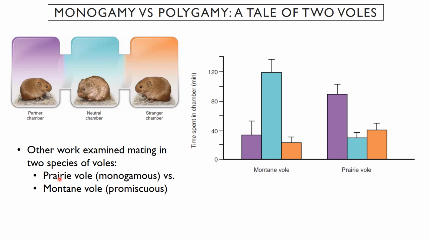One way to keep this in mind is just to think that it's opposite. Prairie voles are monogamous and montane voles are promiscuous. So M goes with P, P goes with M. You can see the prairie vole wants to spend time with its partner versus alone or with a control. Montane voles, they want to just chill by themselves. You can see that in the montane vole, they want to spend more time just by themselves than with either their partner or with a stranger.